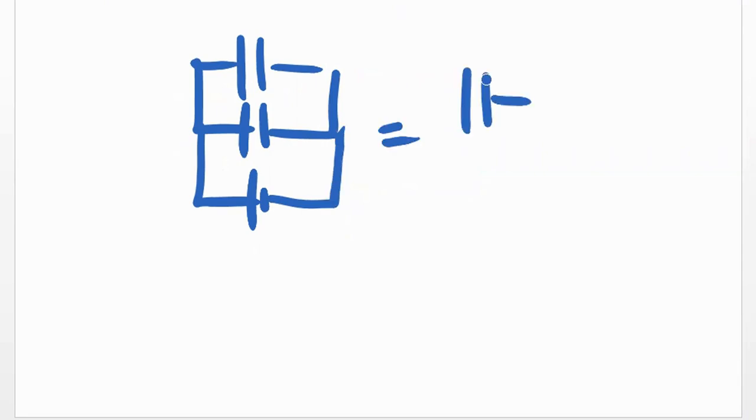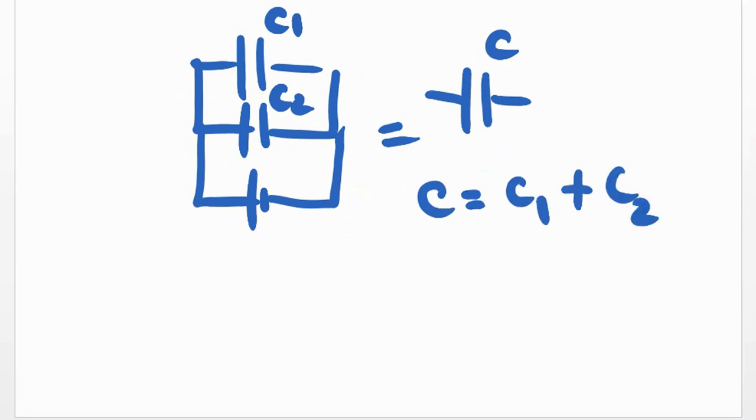Then we can combine the capacitors in circuits in parallel like this with a cell, and then the equivalent capacitance we can take it as C. If this is C1, if this is C2, then C equals C1 plus C2.